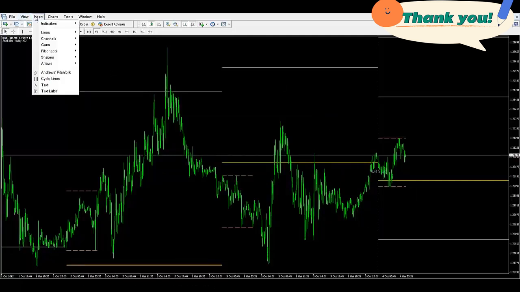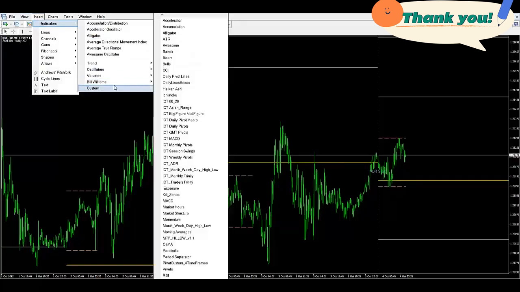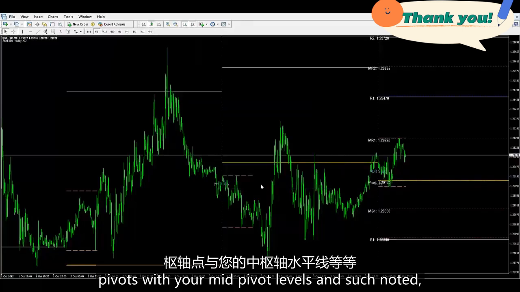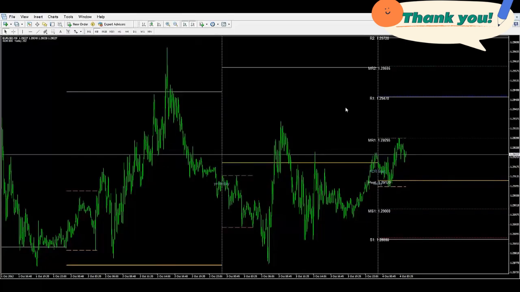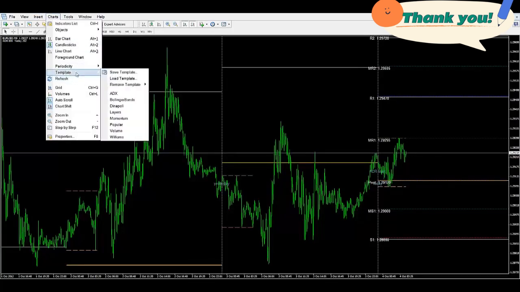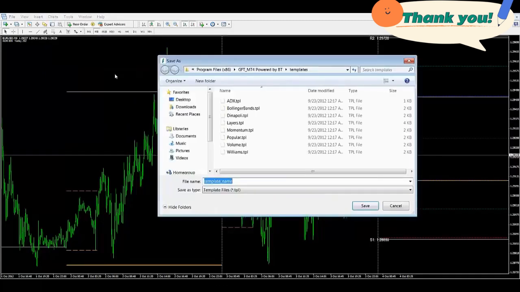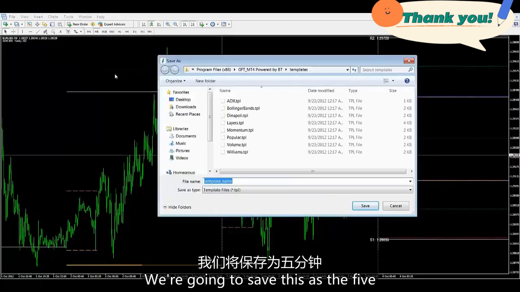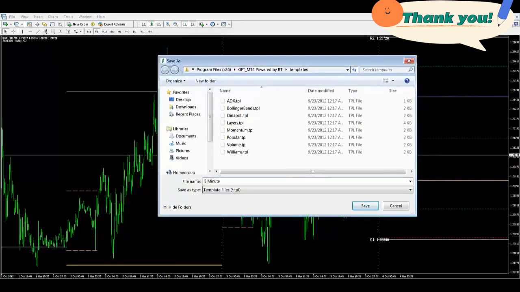And if you wanted to have, obviously, the pivots with your mid pivot levels and such noted, you can use your GMT pivots. Now this is what you would have on your chart. So you go up to charts, go down to template, save template, and we're going to save this as the 5-minute chart, and you click save.